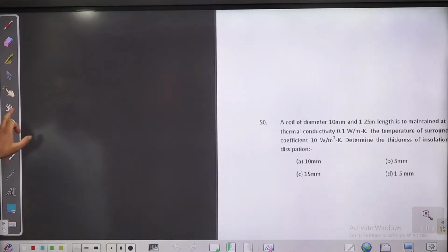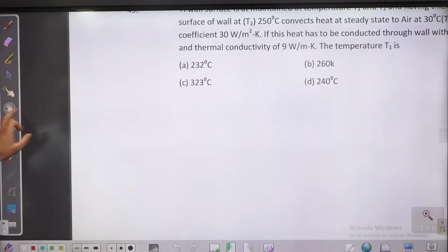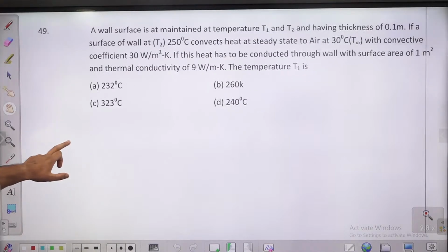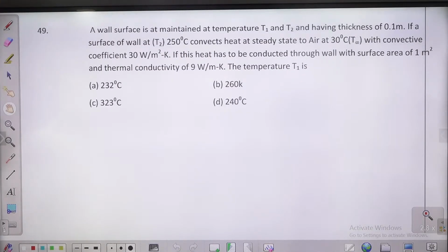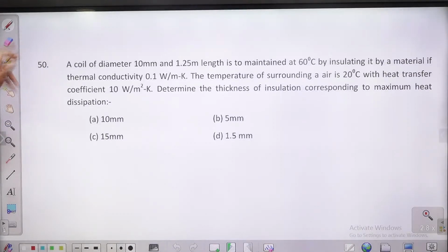I will explain it to you once. This is question number 49, guys. And this is the 50th question. You need to try. Look, the 50th question is very easy.